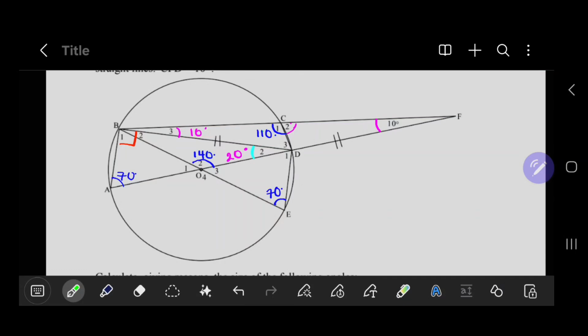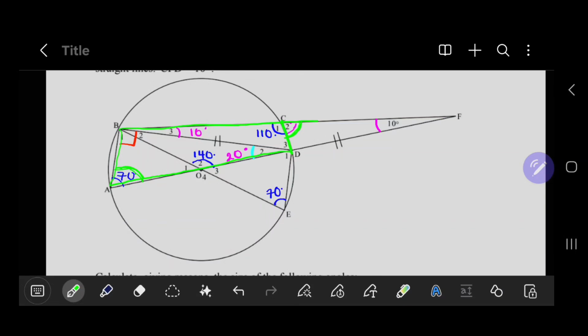So another way of doing this, which would use grade 11 Euclidean, is to identify this cyclic quad. And notice that C2 is the exterior angle of the cyclic quad. And remember how the theorem goes. The exterior angle of the cyclic quad is equal to the interior opposite angle. So here you see that angle C2 would equal angle A, which is 70 degrees.